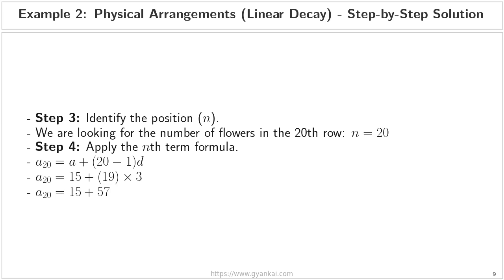Now, let's substitute the values we identified earlier. We replace a with 15 and d with 3. This gives us 15 plus the quantity of 19 multiplied by 3. When we perform that multiplication, 19 times 3, we get 57. So, our equation simplifies to 15 plus 57.